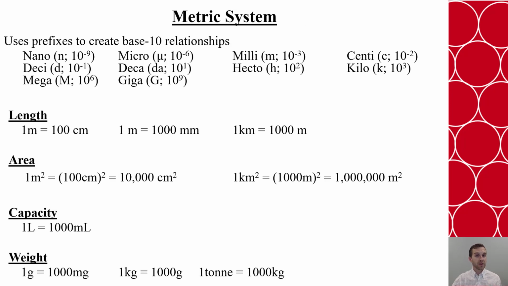Now, the other primary system is the metric system, and it uses all base 10 relationships, going all the way from nano to giga, so the very small to the very large, and it's all based on base 10, which makes it a lot easier to work with. Again, we're dealing with the same types of measurements, but think about it. 1 meter is 100 centimeters, which makes a lot more sense and is easier to understand than 1 foot is equal to 12 inches.